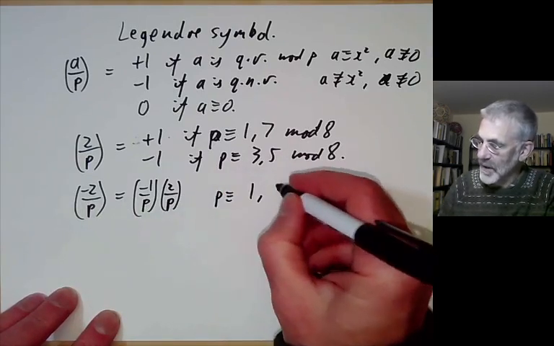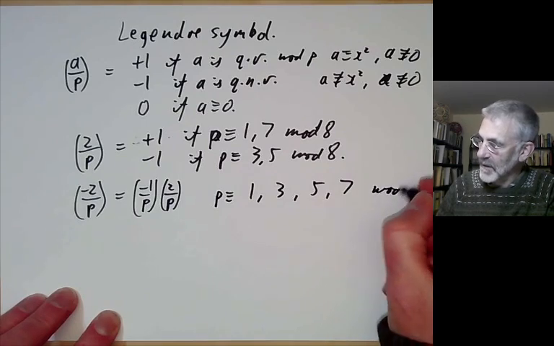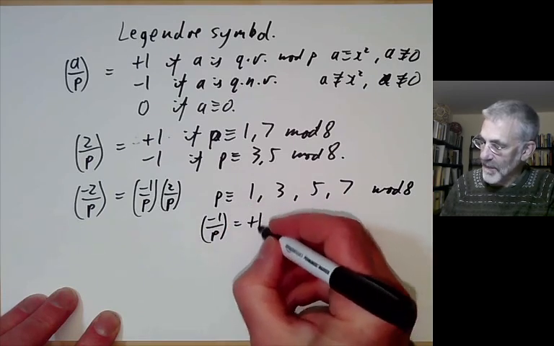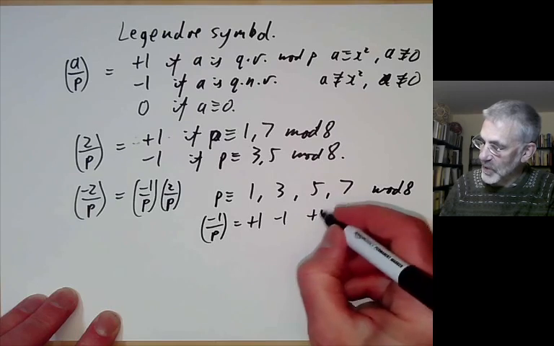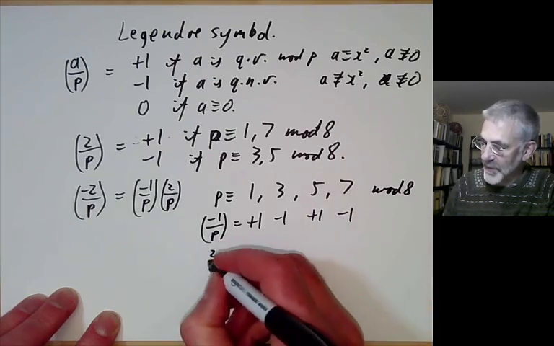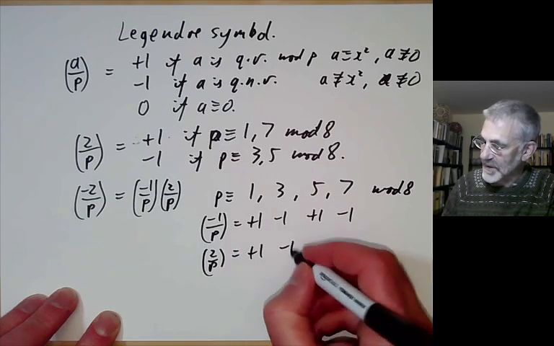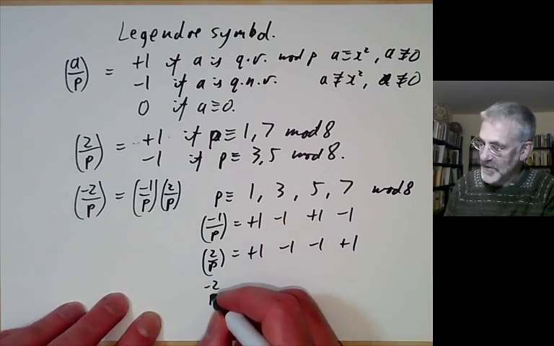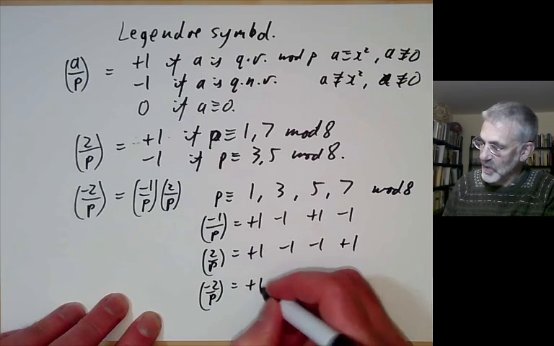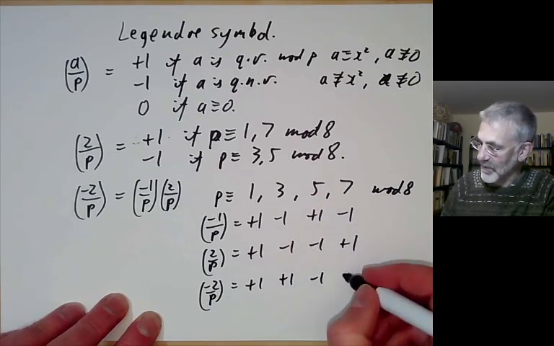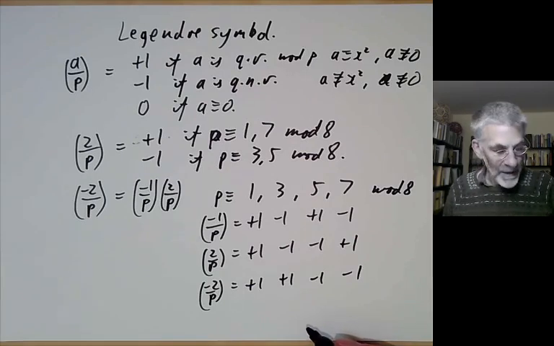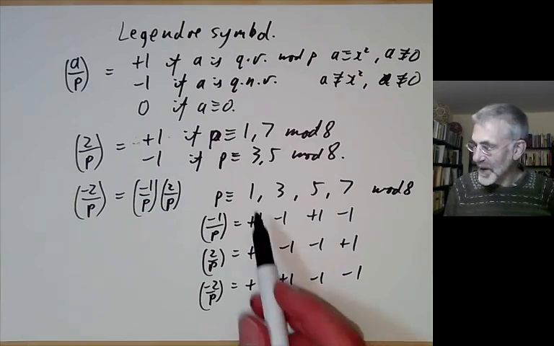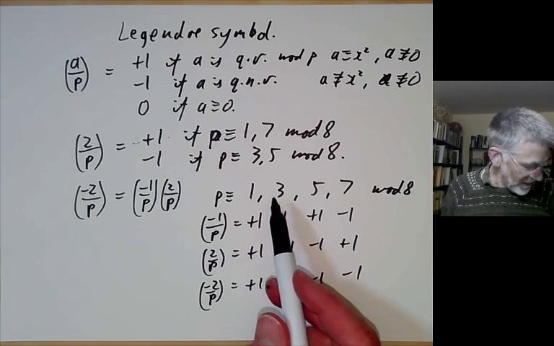Suppose p is congruent to 1, 3, 5, or 7 mod 8, then the symbol of minus 1 is equal to plus 1, minus 1, plus 1, minus 1, respectively, and the symbol of 2 is equal to plus 1, minus 1, minus 1, and plus 1 by last lecture. So we just multiply these together and we find that the symbol of minus 2 is equal to plus 1 here, minus 1 here, and minus 1 here. So minus 2 is a quadratic residue exactly when p is congruent to 1 or 3 modulo 8.